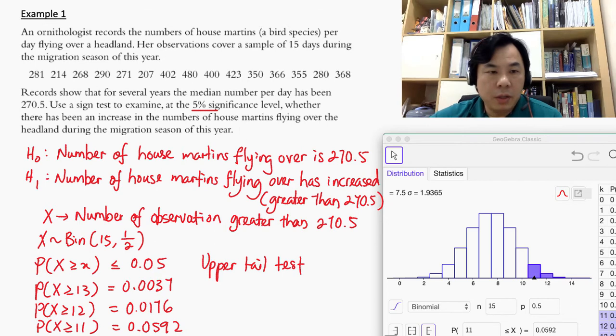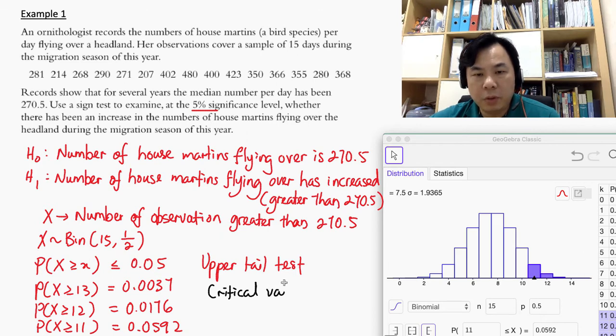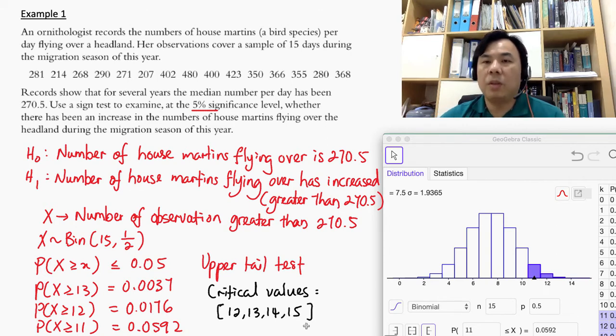Therefore, here I can conclude that my critical values are anything more than 11. So it should be 12, 13, 14, and 15, since there are 15 observations there. All right. Okay, now I hope that is clear.